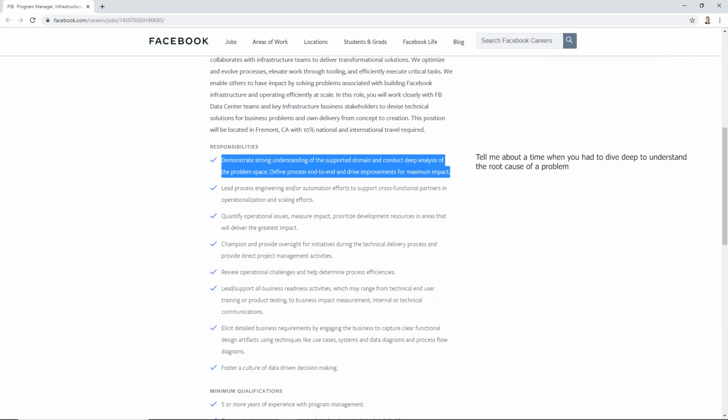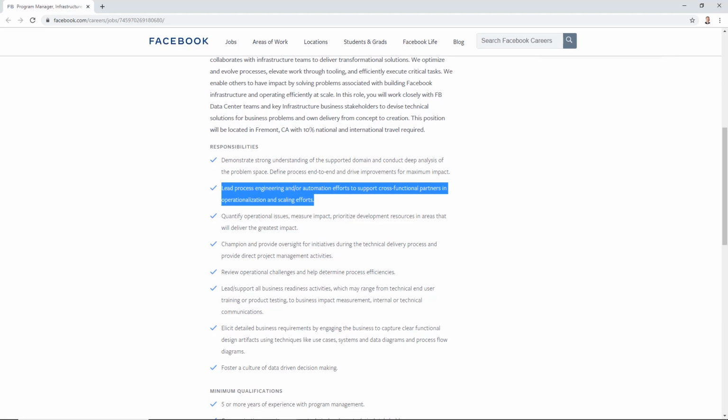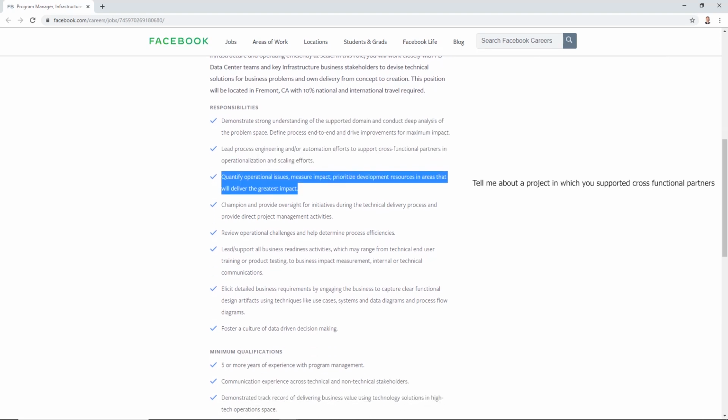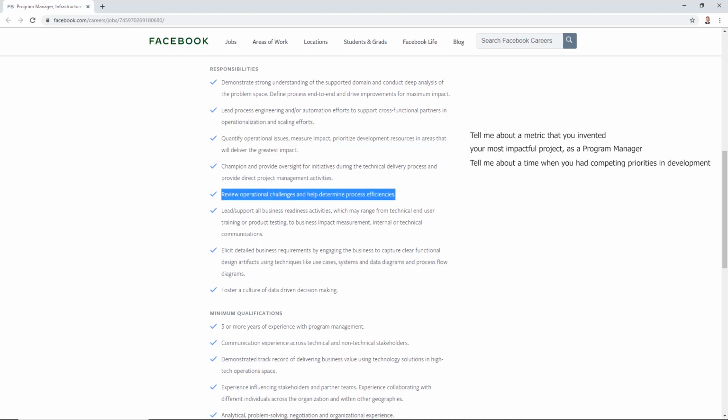Define process end-to-end and drive improvements for maximum impact. Tell me about the time when you designed an end-to-end process for maximum impact. Lead process engineering and/or automation efforts to support cross-functional partners in operationalization and scaling efforts. Tell me about the project in which you supported cross-functional partners. Quantify operational issues, measure impact, prioritize development resources in areas that will deliver the greatest impact. Tell me about the metric that you invented. Or what's your most impactful project as a program manager? Or tell me about the time when you had competing priorities in development.